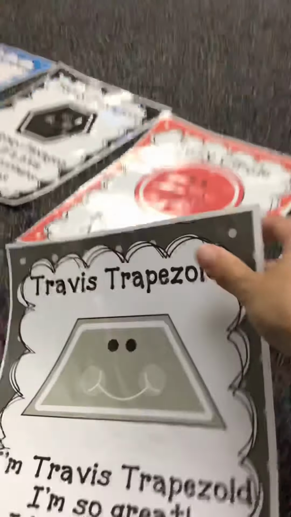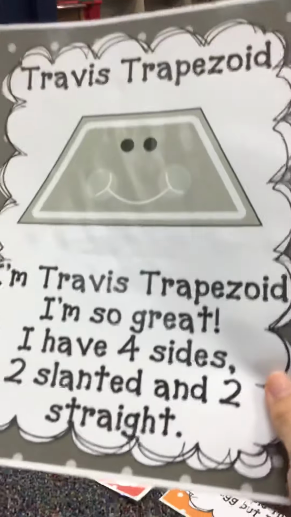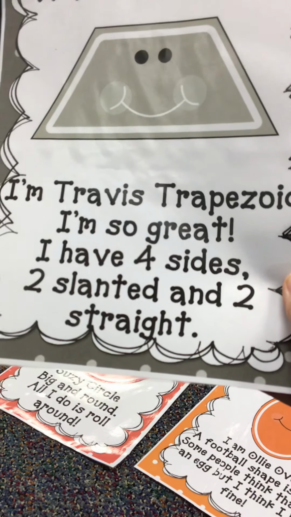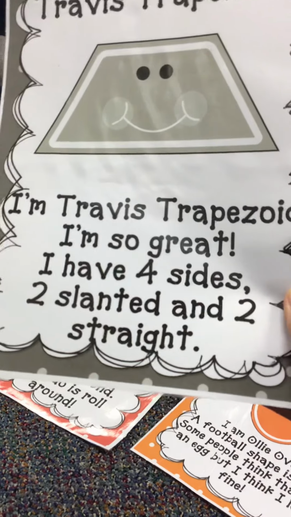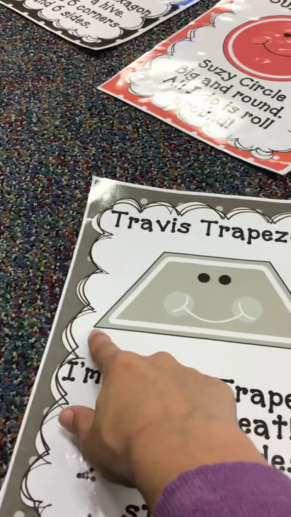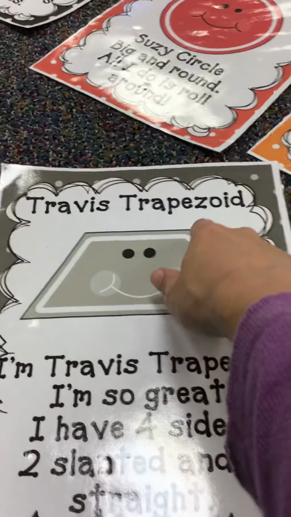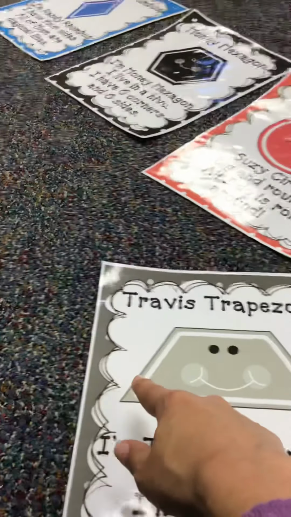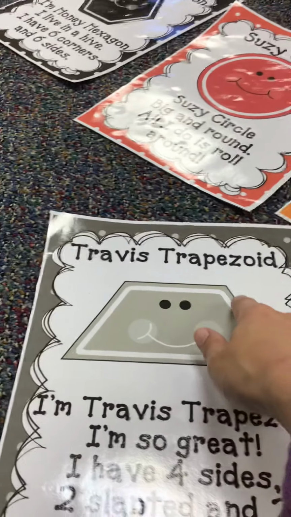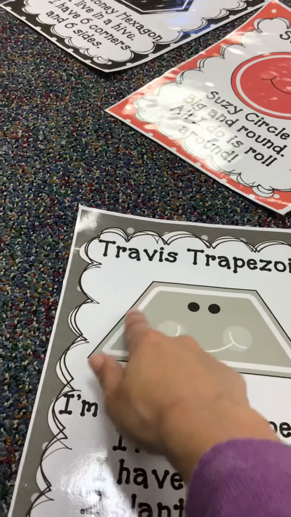Next, we have a new friend, Travis Trapezoid. The shape is a trapezoid. I'm Travis Trapezoid. I'm so great. I have 4 sides, 2 slanted and 2 straight. So we have 1, 2, 3, 4. We have 2 straight ones and 2 slanted ones. And this is our trapezoid.